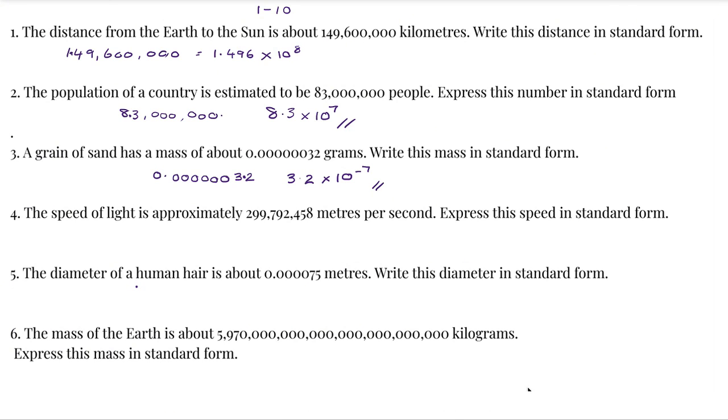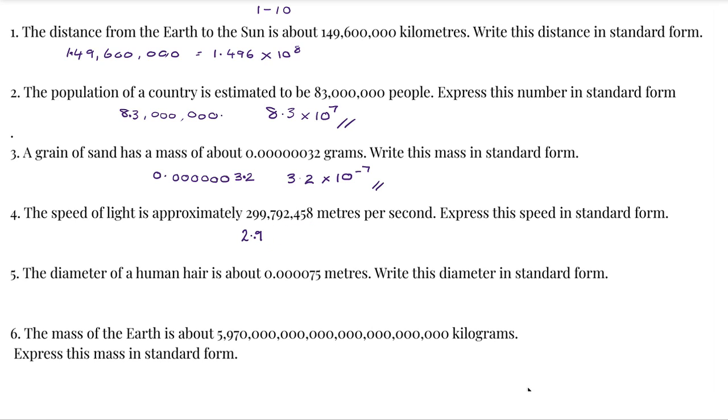The speed of light is approximately a massive number of meters per second. Express this speed in standard form. So we've got our decimal place here, and we're going to move it up to go between 1 and 10. So we're going to go 1, 2, 3, 4, 5, 6, 7, 8. Okay, so that's 2.9. That's where our decimal place lives. But with this one, there's no decimals, there's no ending. It's just one big number.